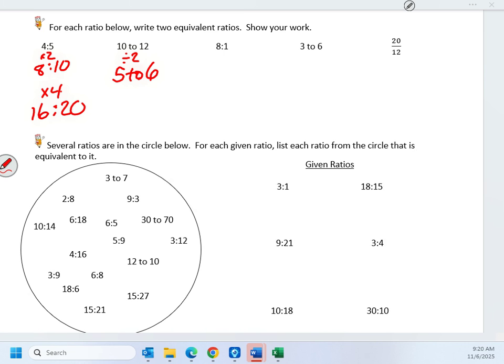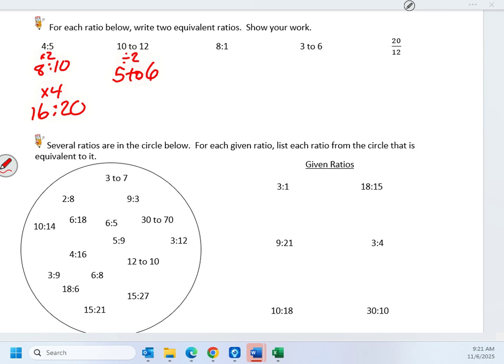It matters the order. Just like numerators and denominators, numerators say numerator, denominator says the same thing with the ratios. Notice how this one used the word "to," so my answer used the word "to." There are three different ways to write ratios. Make sure you just stay consistent. If the original uses "to," your equivalent should use the word "to." If the original used the colons, your equivalents use the colons. And if your original is that fraction, your equivalents would be the fraction.